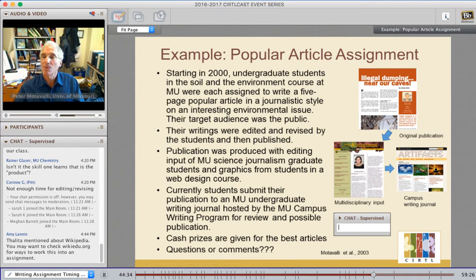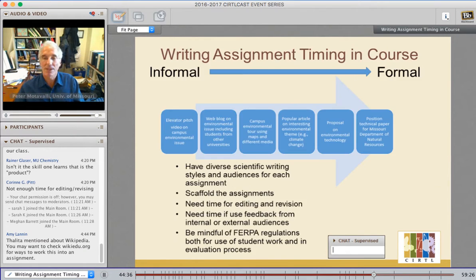Okay, why don't we move on, because we're getting near the end here, but I just wanted to show you a little bit about how you might want to look at how you sequence your writing assignments over the course of your own course.